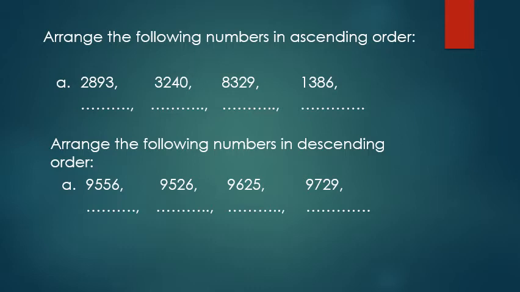So it will come first and after that 9625 and then 9556 and at the last 9526. You know, first we compare 1000 place digit, then 100 place digit and then tens place digit and at the last ones place digit.